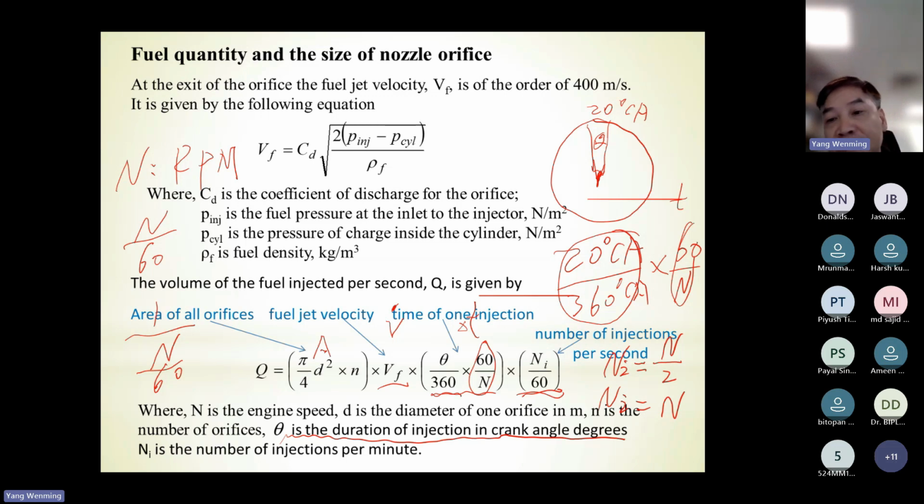Anyone else? Why are these two different? The number of injections is different for 4 strokes and for 2 strokes. Anyone else?